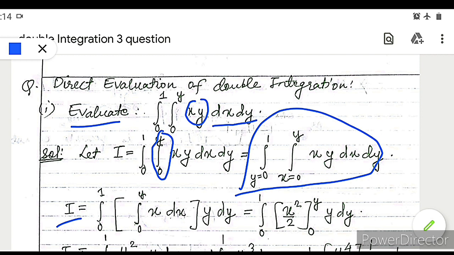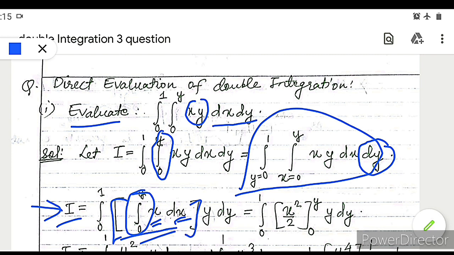So I is equal to 0 to 1. In this step, we are solving the constant integration in the end, so we will solve with respect to dy in the end. First of all, we will solve with respect to x because x is having variable limits. I have taken all the terms in x, dx and its integration in one bracket, and then I have solved it. Integration of x is x square by 2 and its limits are 0 to y.